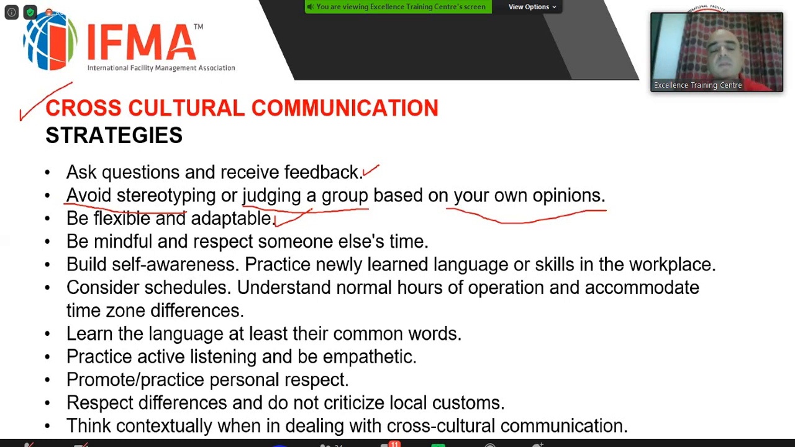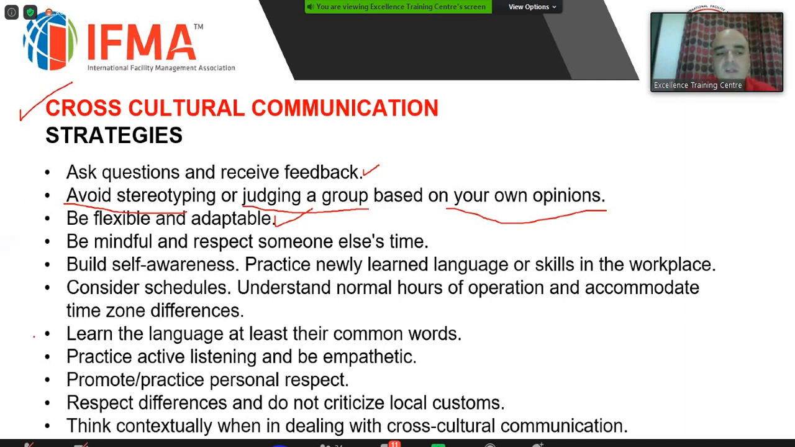Be mindful and respect someone else's time. The way we perceive time, again, is different from culture to culture. For example, if you tell someone in Germany, I'm meeting you at 5:10, at 5:10 you are expected to be there. Whereas if you say to someone here, I'm meeting you at 5, you will not even say I'm meeting you at 5:10. You will say I will meet you at 5:30. So the way we perceive time here is different. And this is perfectly normal, the way different people perceive things.